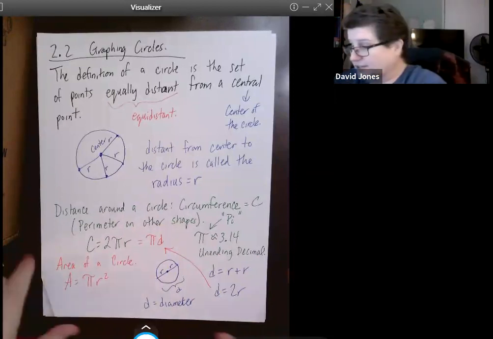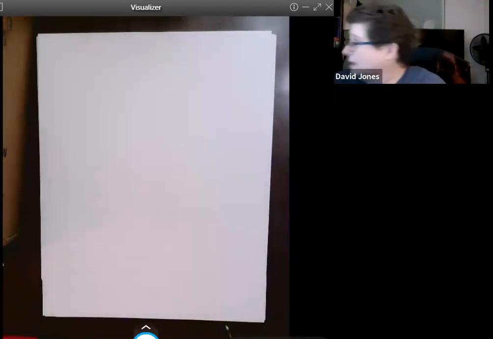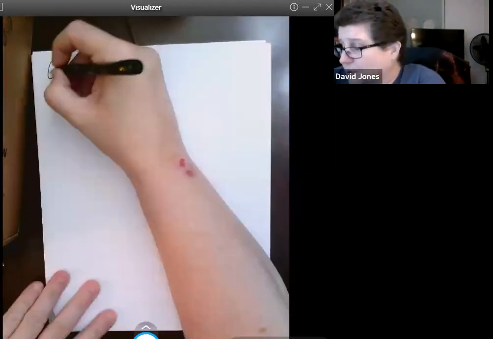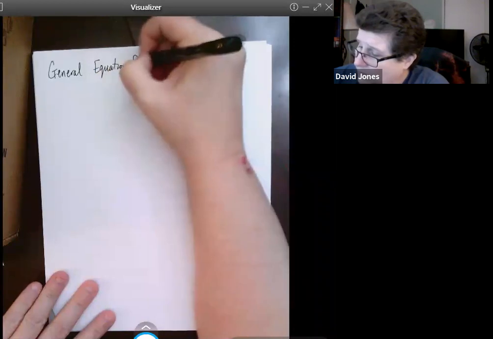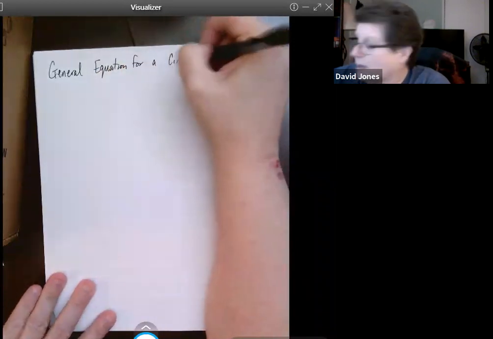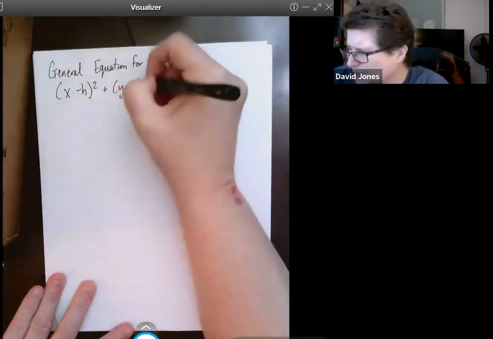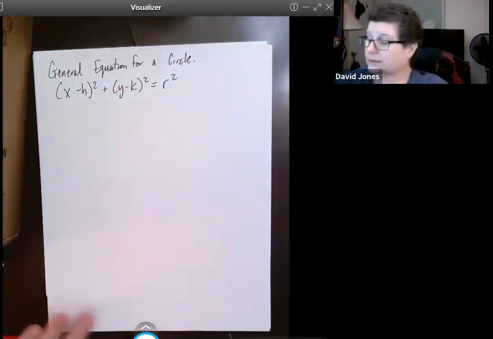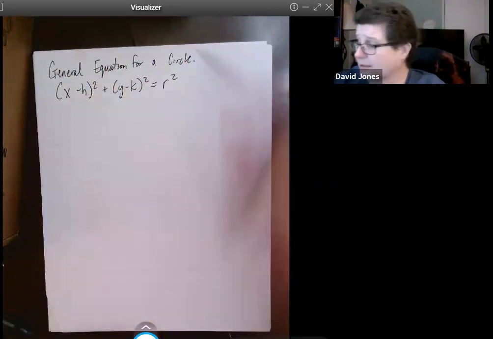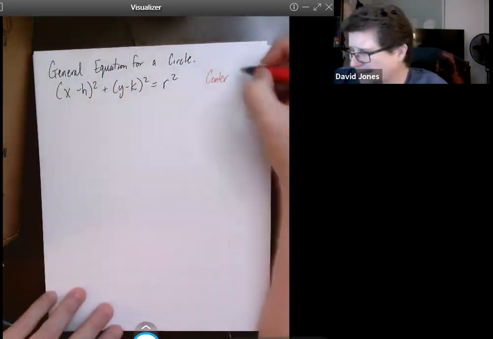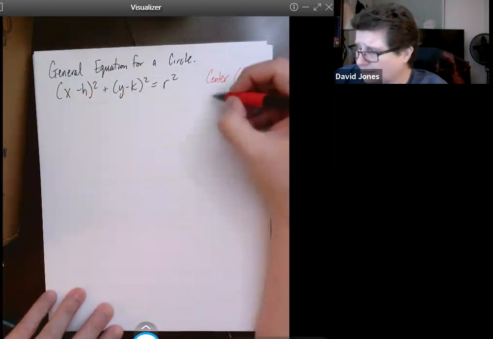All right, let's look at the general equation of a circle. The general equation for a circle is x minus h squared plus y minus k squared equals r squared. The center is at h comma k. And of course, r is the radius.